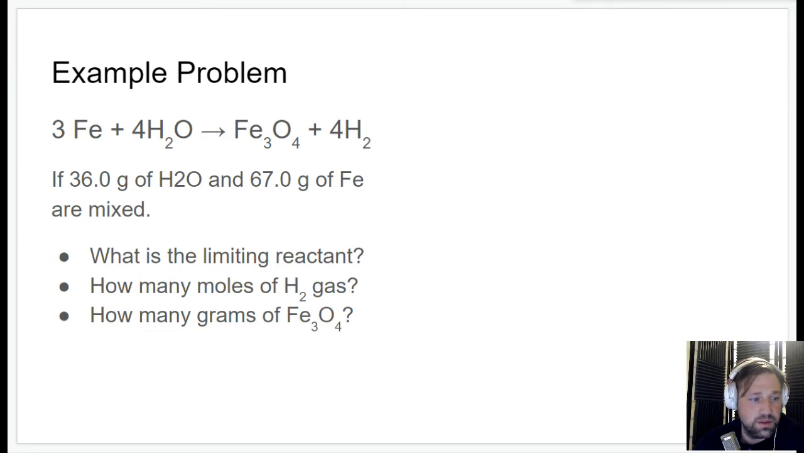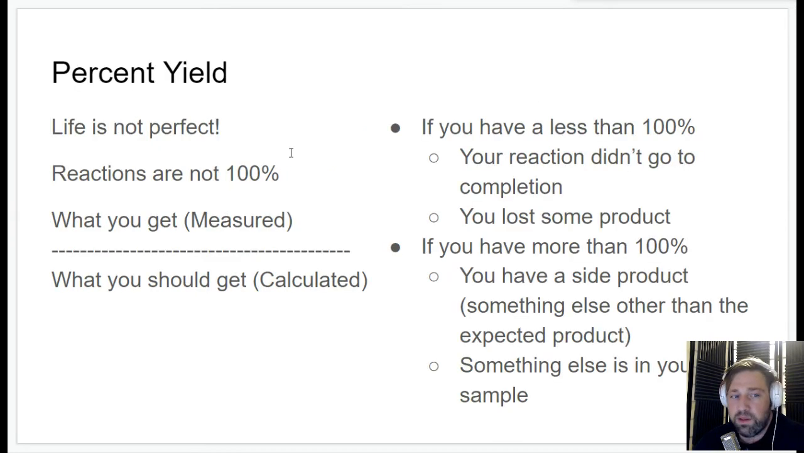Now, one other thing is percent yield. I said before about this reaction going to completion, going 100%. Most reactions don't do that. You know, in the real world, everything doesn't work out perfectly. You don't have 100% efficiency in everything. There's going to be some things that just don't react.